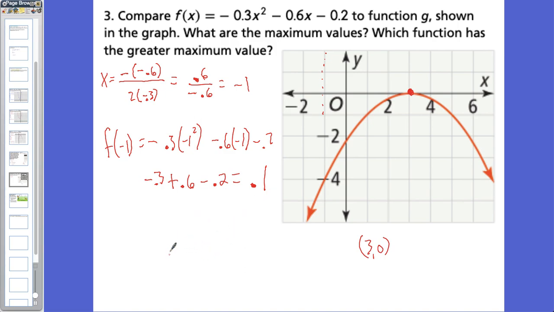So this one has an ordered pair of negative 1, comma, positive 0.1. So which one has the higher maximum? This one does, because it's at 0.1. So this one would be just a little bit above the x-axis and go down. This one was right on the x-axis and went down from there. So this one has a higher maximum.